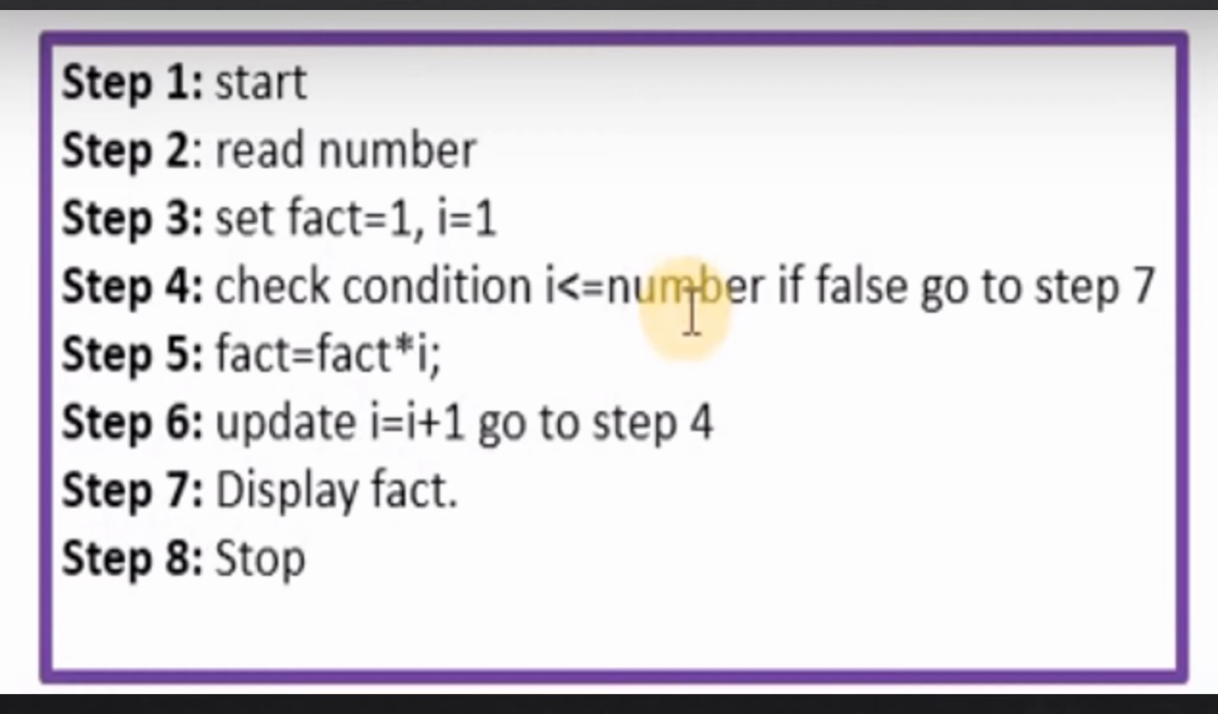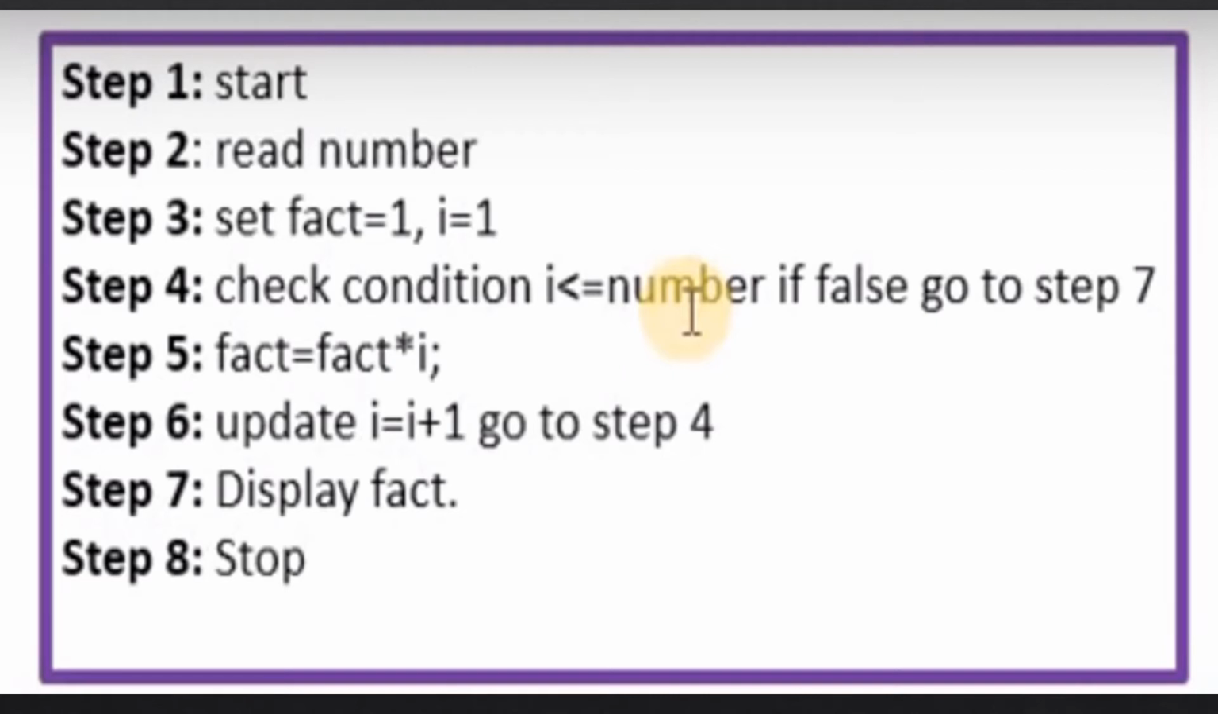So it will go to step 5 and proceed: factorial equals factorial multiplied by i. So i is 1 and factorial is 1. 1 multiplied by 1 equals 1. So factorial is now 1. Next, update i equals i plus 1. In step 6, i will be incremented by 1, so i becomes 1 plus 1 equals 2. Then it will go back to step 4, sorry, and check the condition.